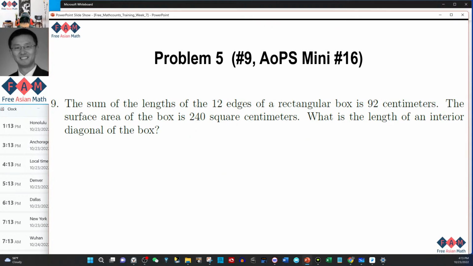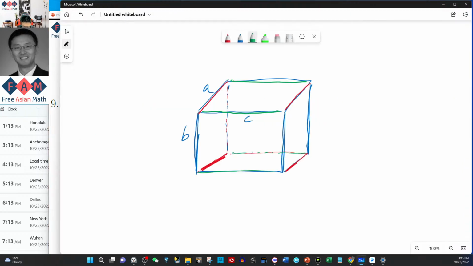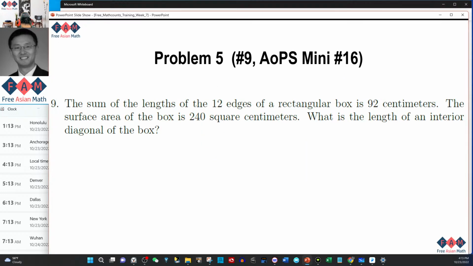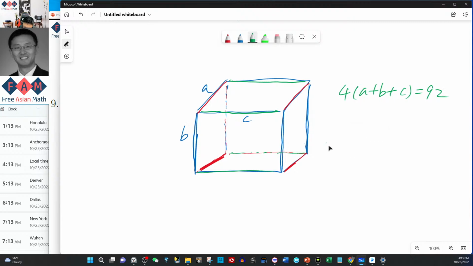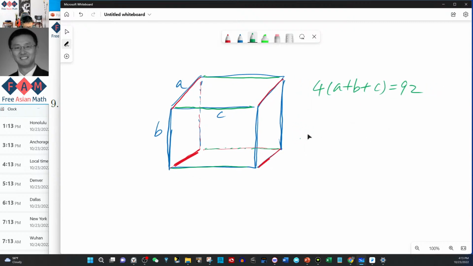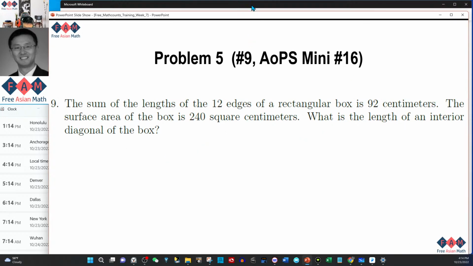The sum of the lengths of it is 92. Okay, so we know 4 times (A plus B plus C) equals 92. That's the first formula we can quickly write down. The surface area. Okay, what is surface area? Surface area, as we just saw from the last problem, we have 6 surfaces and there are 3 pairs. Each pair has 2 identical ones. So 2 times (AB plus AC plus BC) equals what? 240.